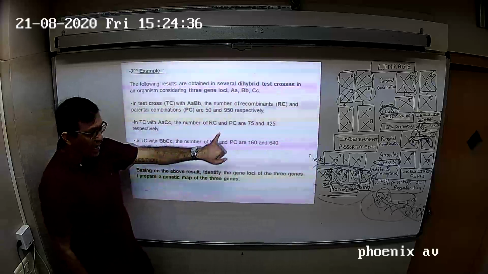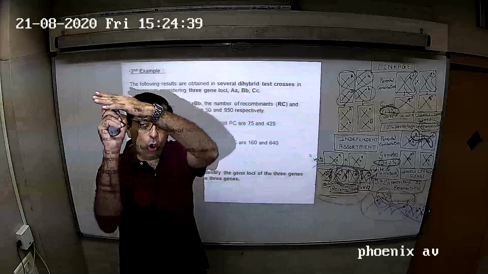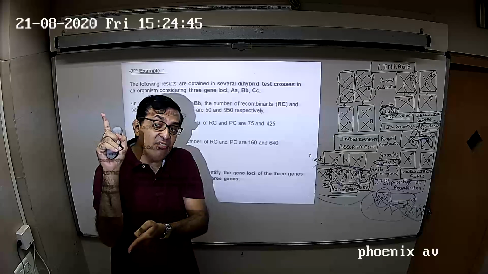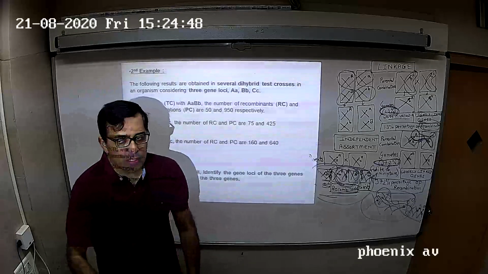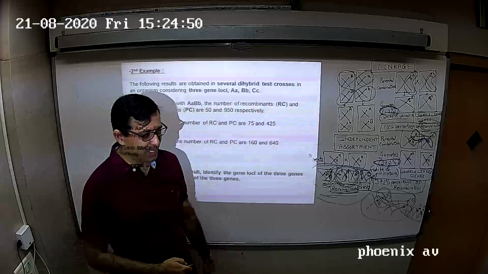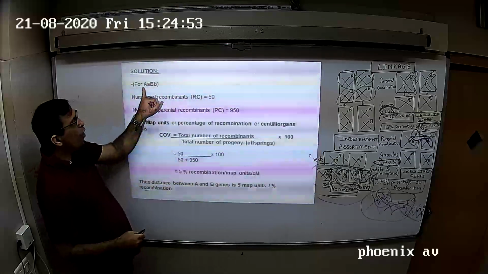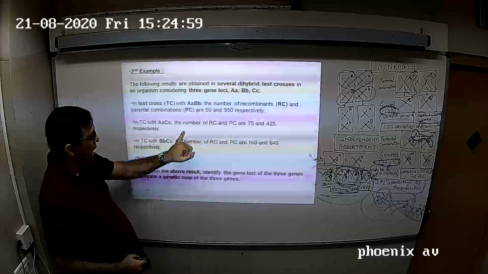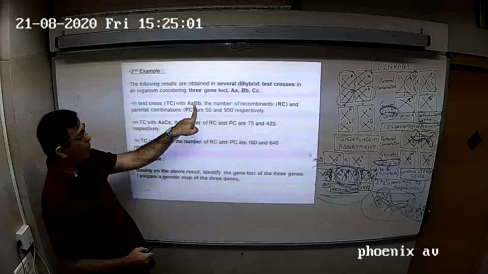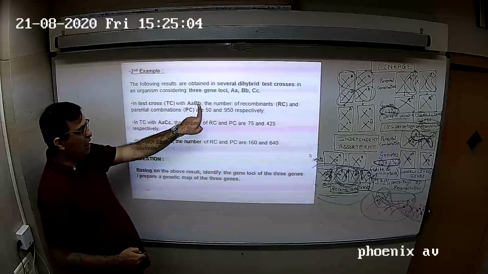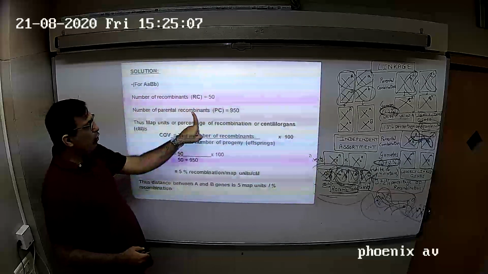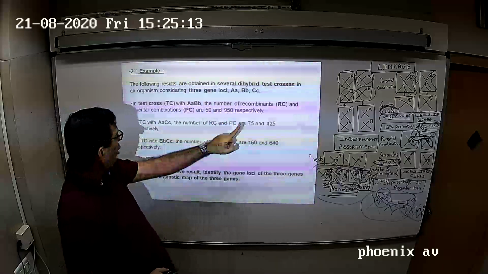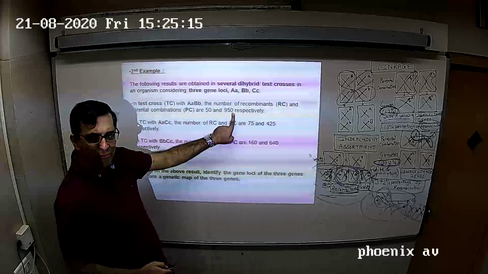So depending on these, we have to find out where on the chromosome gene A is, where gene B is and where gene C is. Let's use this beautiful question. So, solution. For capital A small a, capital B small b, the number of recombinants is 50 and the number of parental combinations is 950.